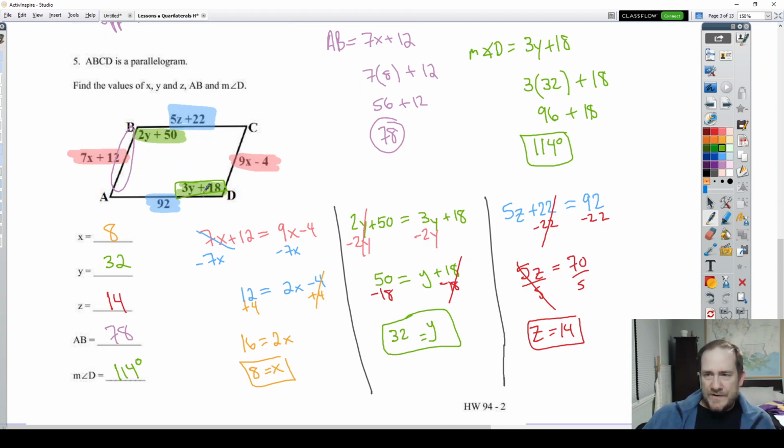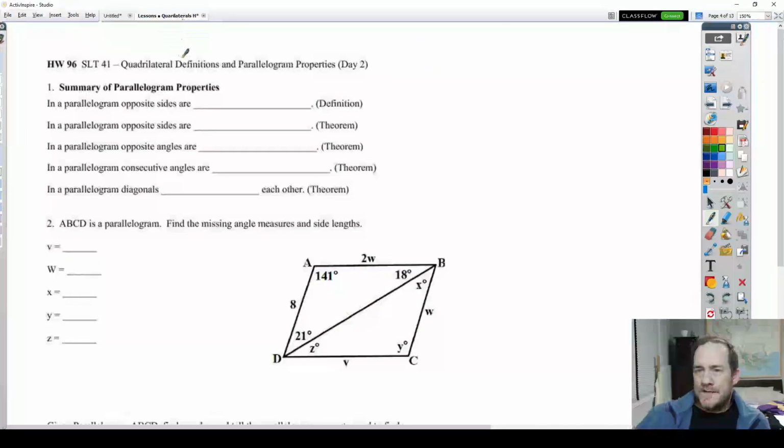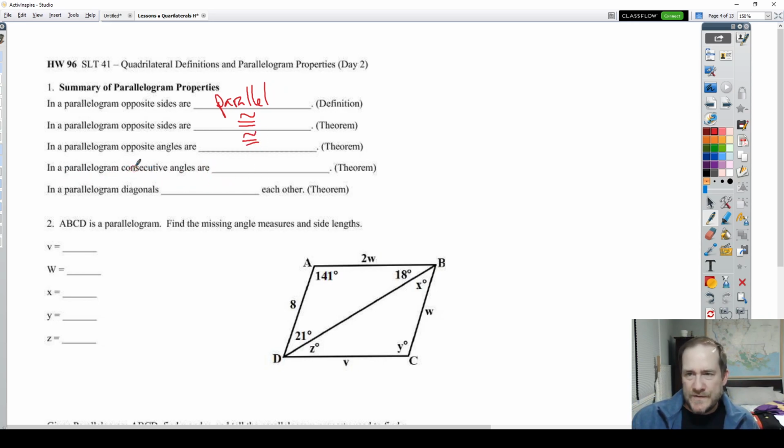We know that the opposite angles are congruent. We know that the opposite sides are congruent. So what else do we have? After that, it looks like we're going to add some new properties to the mix. So the old properties, we already said, were that the opposite sides are parallel. We said that the opposite sides are congruent. We said the opposite angles are congruent. And then one of our new properties was that the consecutive angles are supplementary.